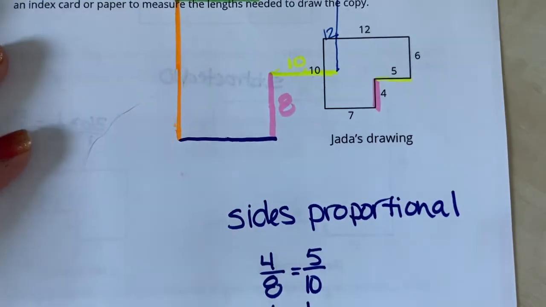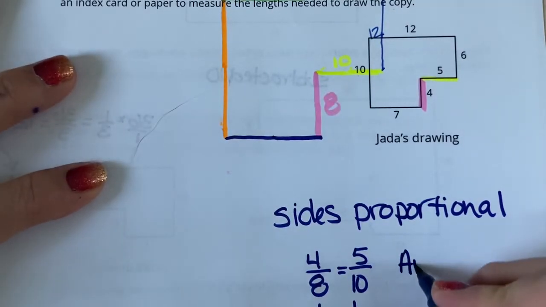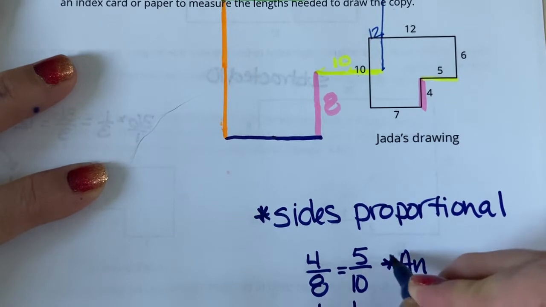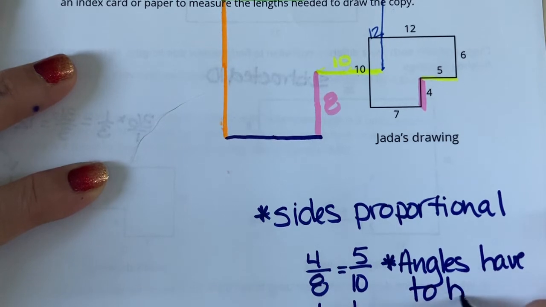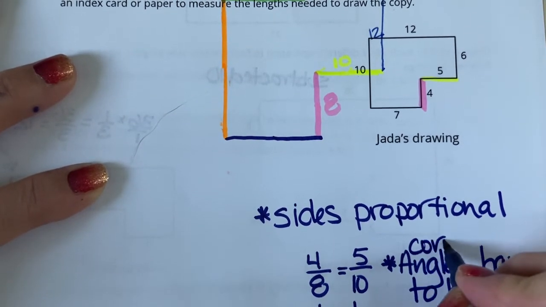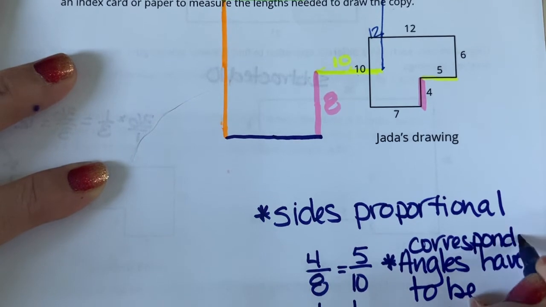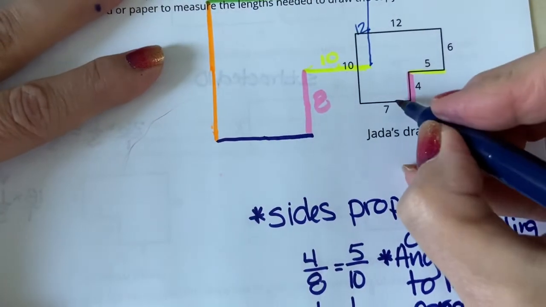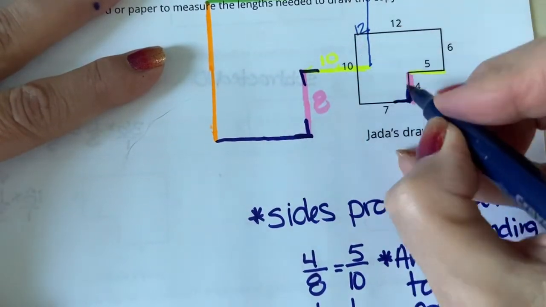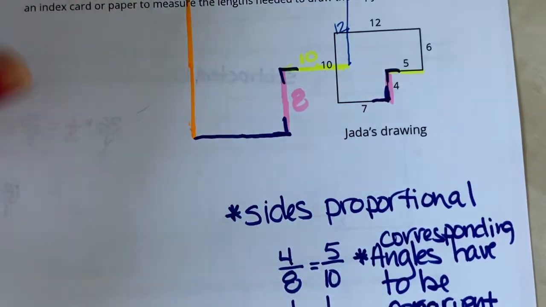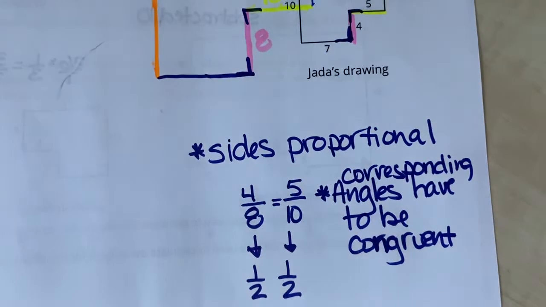So the sides are proportional and the angles have to be congruent. Okay, those are the 2 things you have to know about scale factors. The corresponding angles, I should say, have to be congruent. Let's put corresponding. So what that means is the angle that went between here and here has to be exactly the same as that angle. This angle has to be exactly the same as this angle, okay? So corresponding angles have to be congruent and the sides are proportional. That is how we do scale factor. Thanks, you guys. Bye.